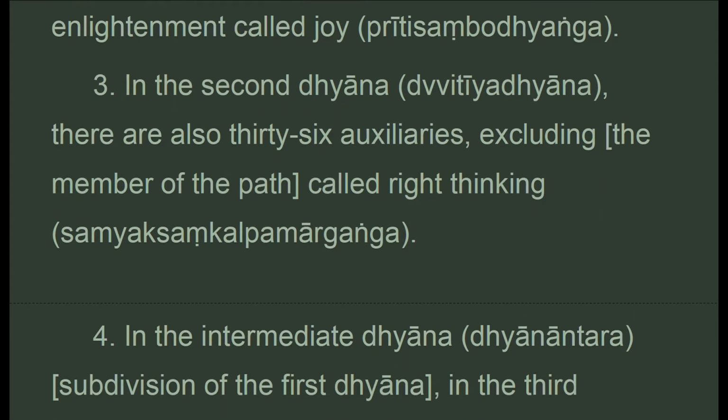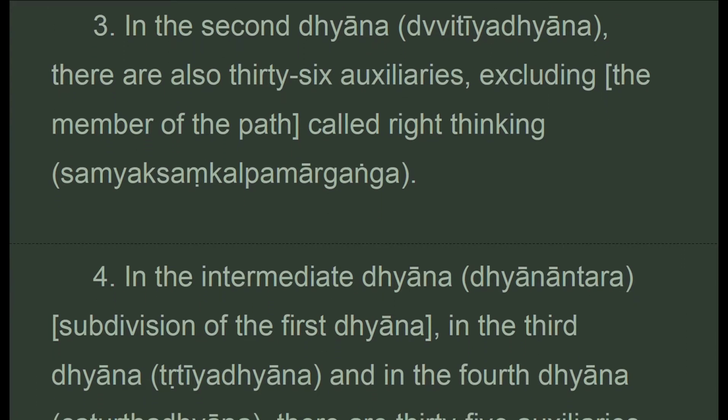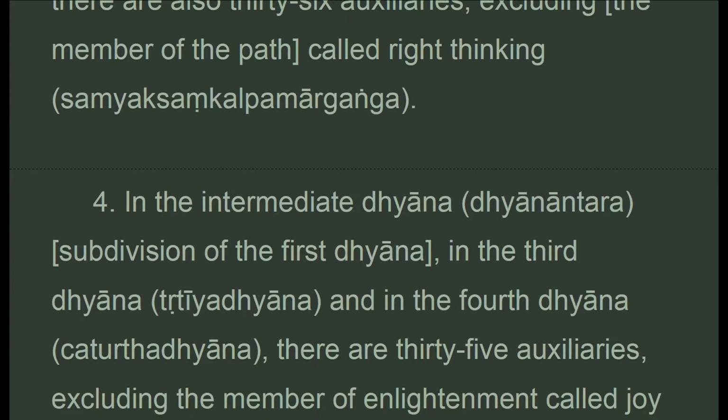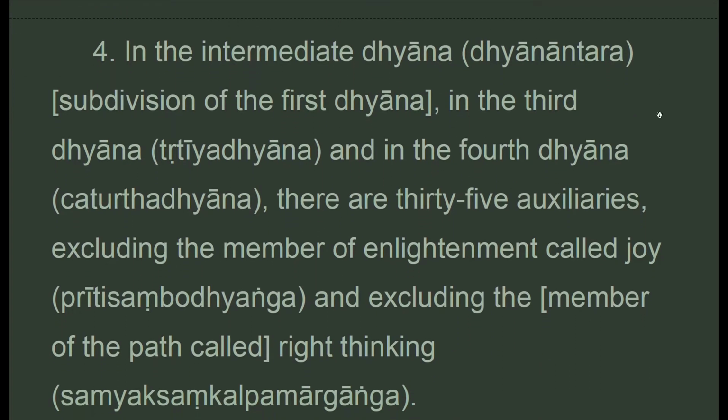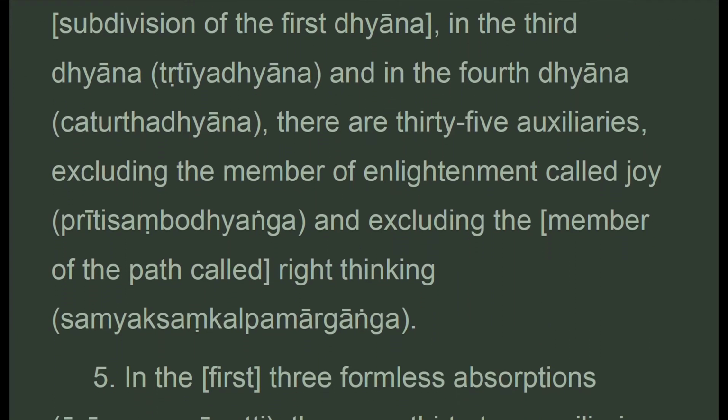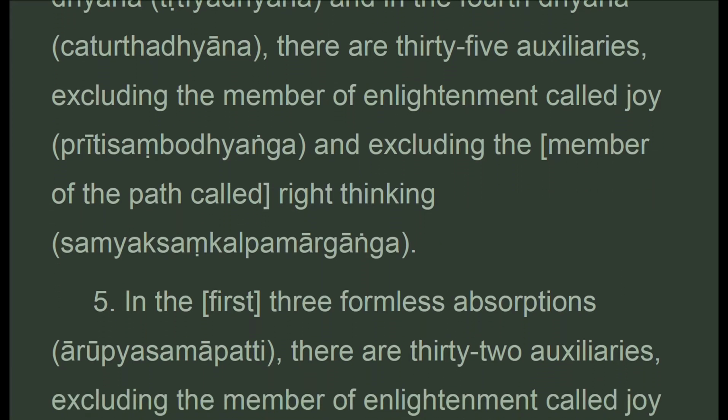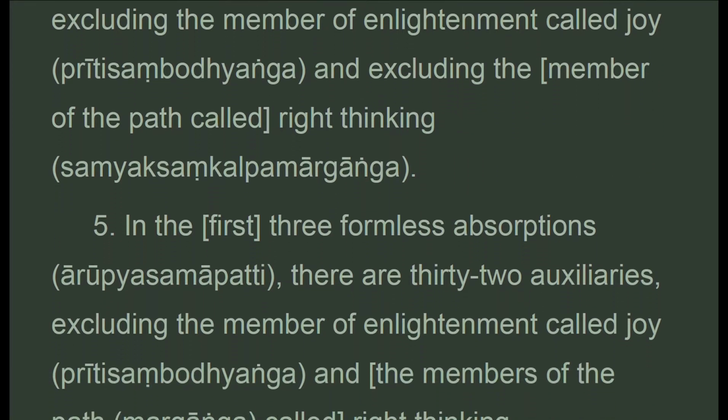4. In the intermediate dhyana subdivision of the first dhyana, in the third dhyana and in the fourth dhyana, there are 35 auxiliaries, excluding the member of enlightenment called joy and excluding the member of the path called right thinking.